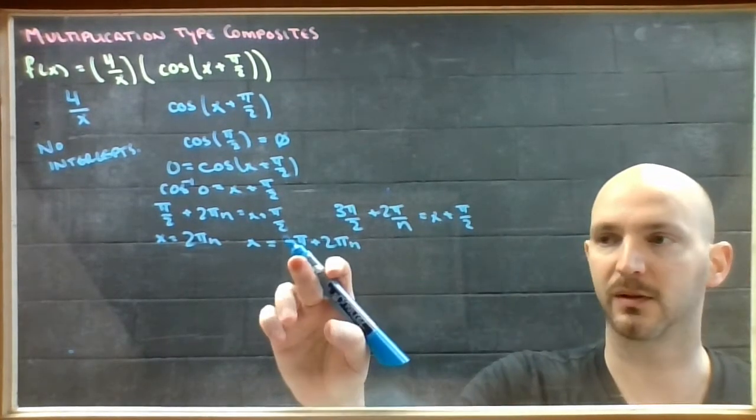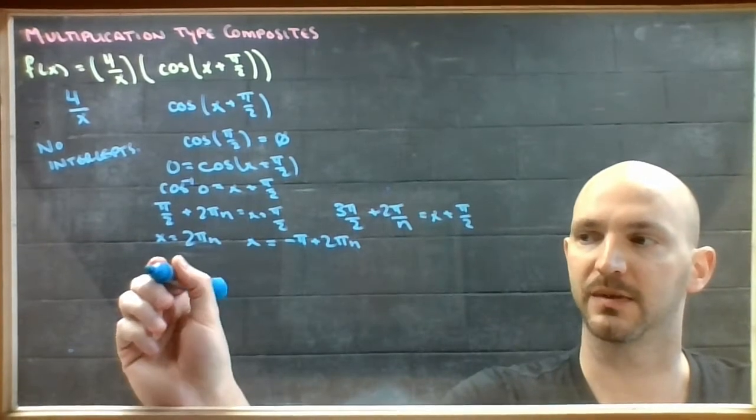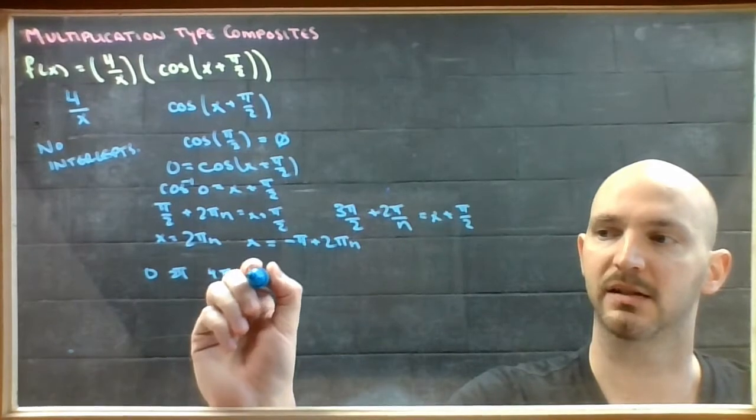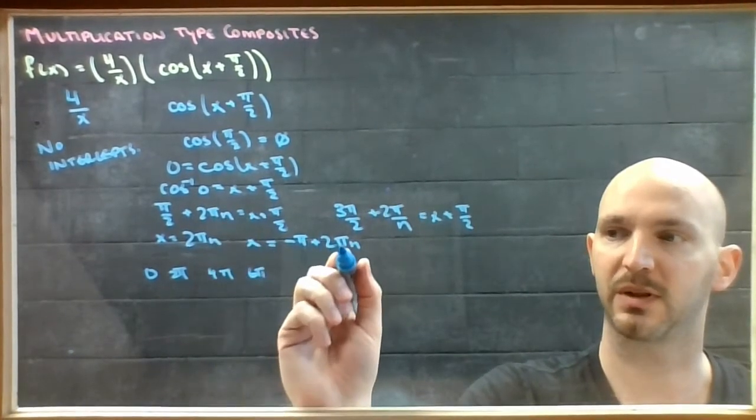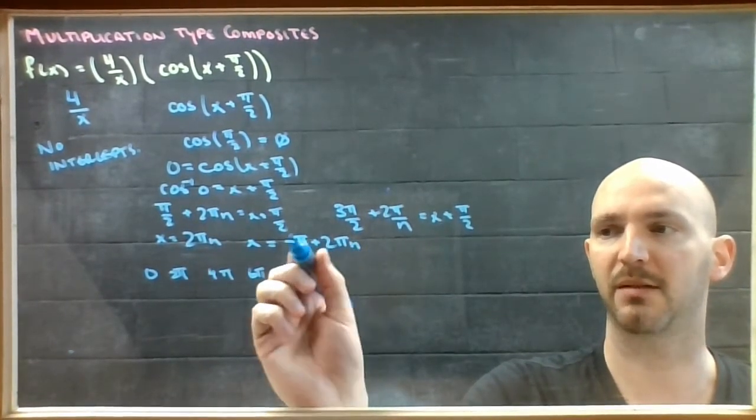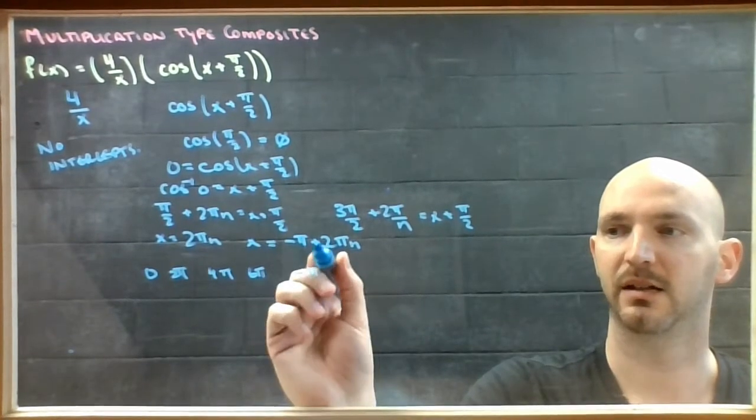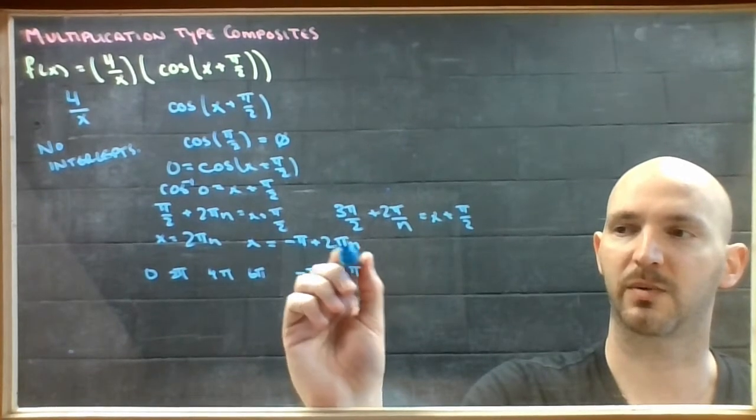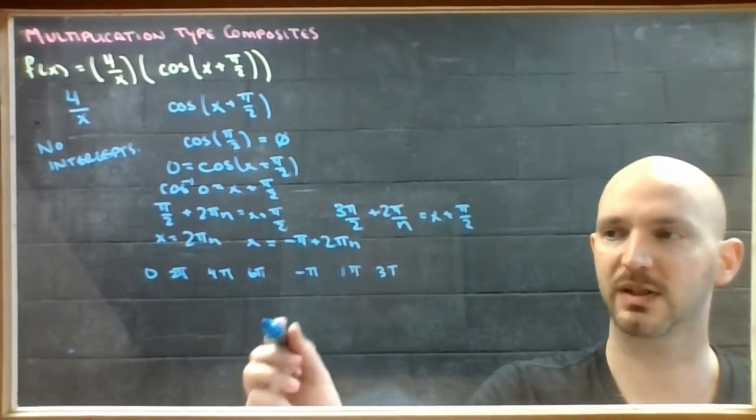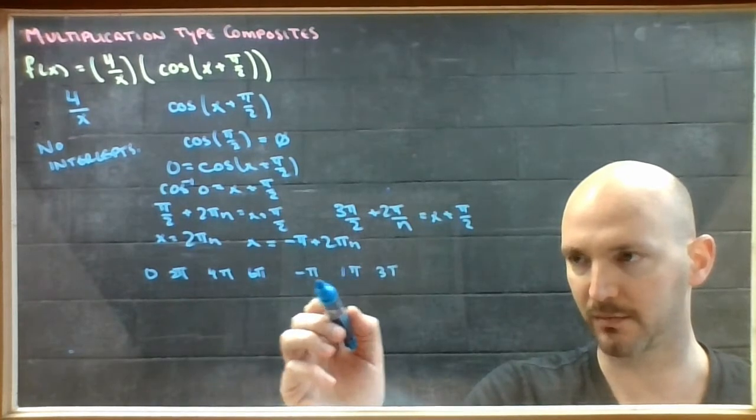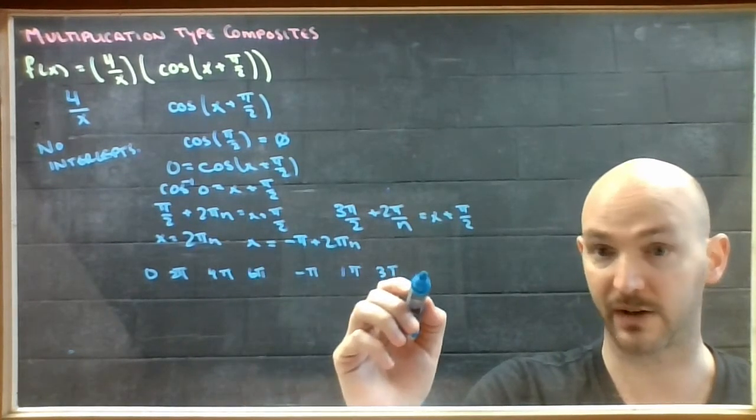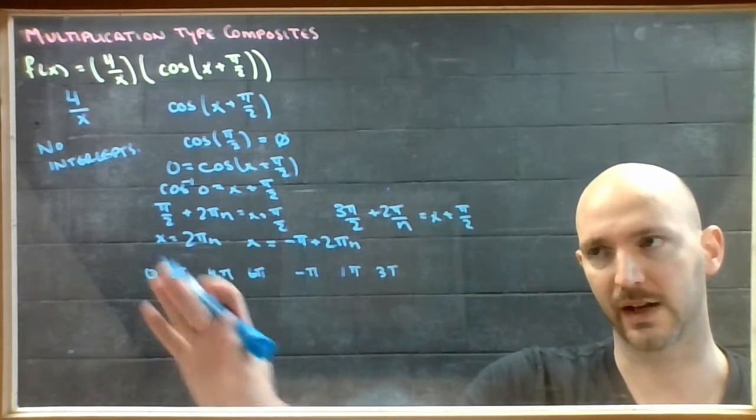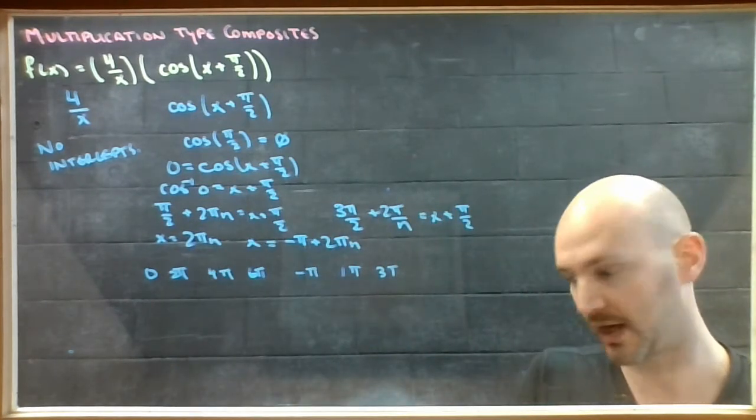Okay, so this would be 0, 2 pi, 4 pi, 6 pi, etc. This would be 0 pi minus 1 would be minus a pi. 2 pi minus 1 would be 1 pi. 4 pi minus 1 would be 3 pi. Do you notice that I have minus pi, 0 pi, 1 pi, 2 pi, 3 pi, 4 pi, 5 pi, 6 pi? It's all the pi's. So I'm going to erase this and write that in as all the pi's.